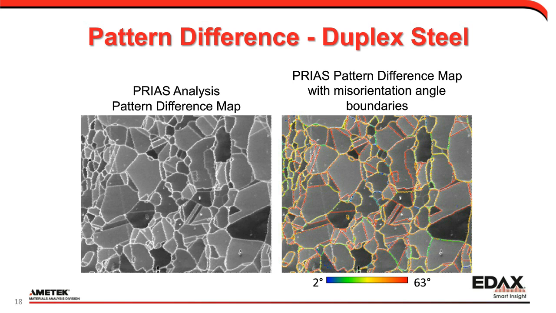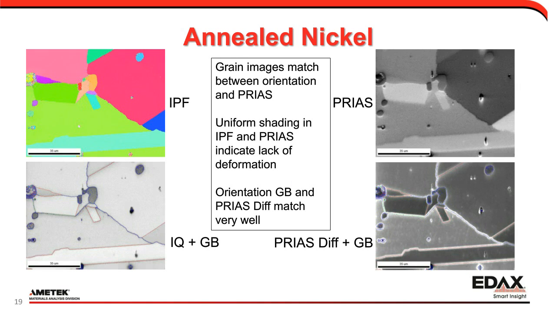In the following examples, various PRIAS images will be compared to EBSD maps to see complementary features. In this set of images for an annealed nickel sample, the PRIAS grains compare nicely with the IQ and IPF grains, and the differential boundaries compare nicely to the grain boundaries. A specific similarity in the IPF, IQ, and PRIAS maps is the uniformity of the contrast within the grains, indicating the lack of deformation within the annealed material.